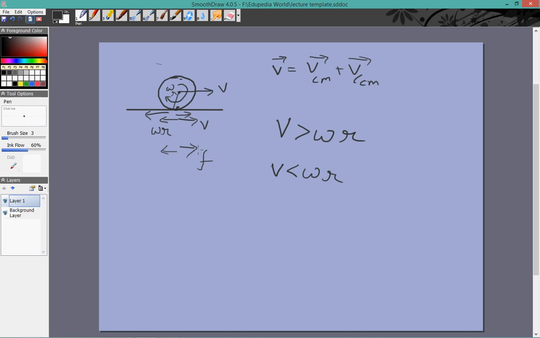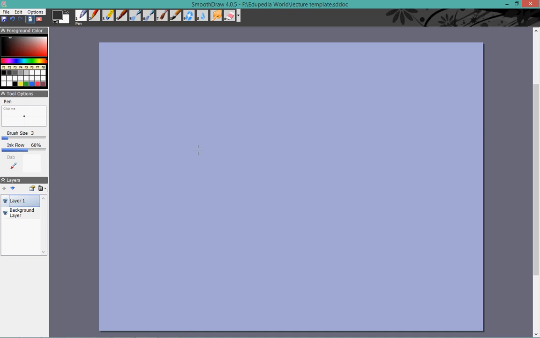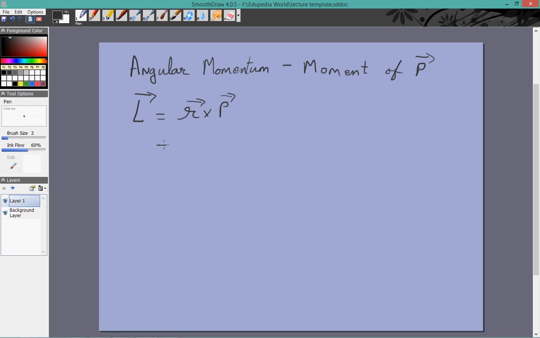So the final topic which we'll learn is the generalization of linear momentum, which is called angular momentum. Angular momentum is the angular analog of the linear momentum, and it is simply the moment of p. P is the linear momentum. Angular momentum is denoted by L, and for a single particle it is r cross p, the definition of moment, and for many particles it is summation ri cross pi.